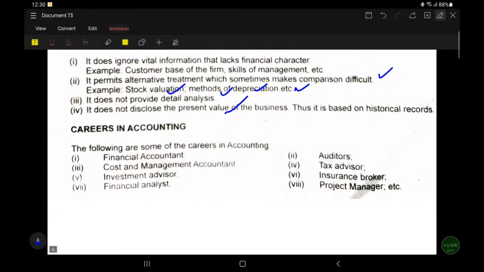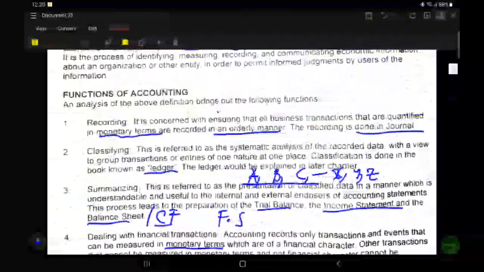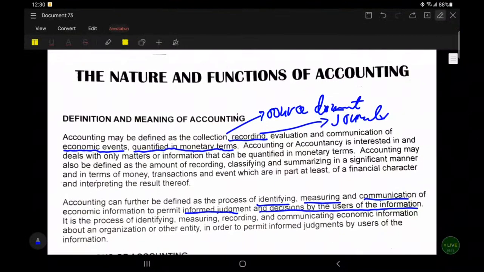And also, you have some careers in accounting. Actually, it's not limited to just this alone. We have a number of careers in accounting. We have financial accountant, cost and management accountant, investment advisor, financial analyst, auditors, tax advisor. I mean, we have a lot. We have accounting teachers, lecturers, and those stuff. Is that okay? So it's not limited to only this part alone. So that is something about the introduction and overview of accounting, its nature, and the function of accounting.